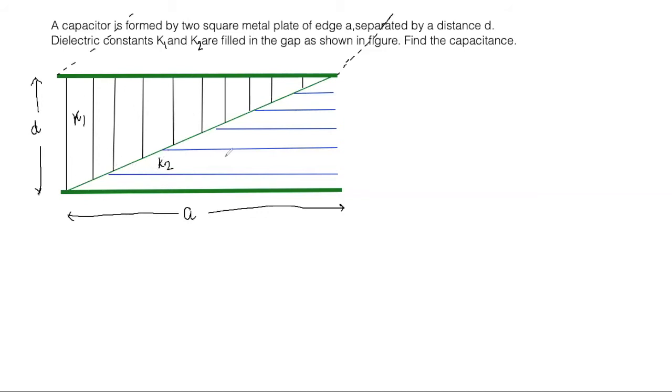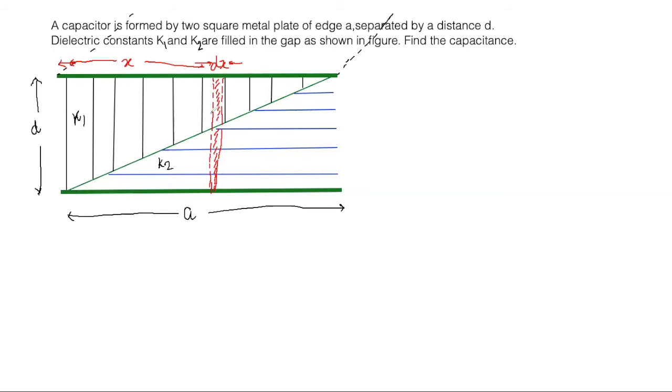What is the problem? Actually, we don't know the capacitance of any half. They are odd shaped, triangular, wedge shaped capacitors individually. We don't know the capacitance of them. So what we are going to do in this sum is take a thin strip. This is a thin strip having thickness dx at a distance of x from, say, the left end. You can take from any end, but this is from the left end. So we are going to find the capacitance of this strip.